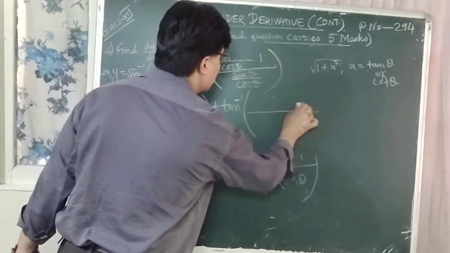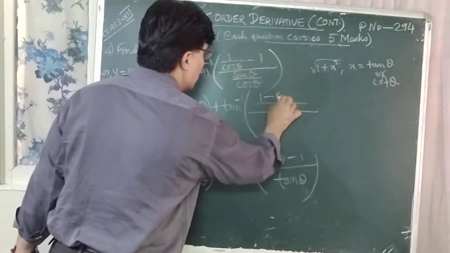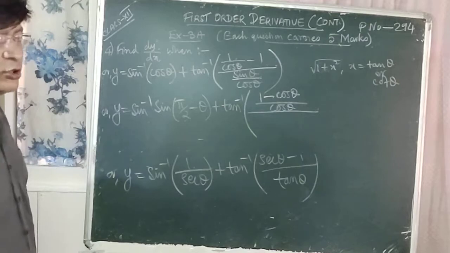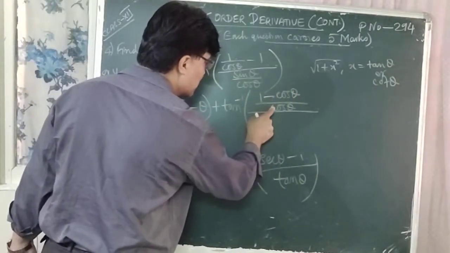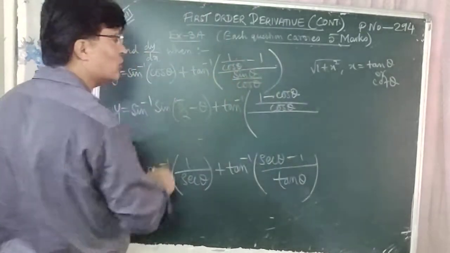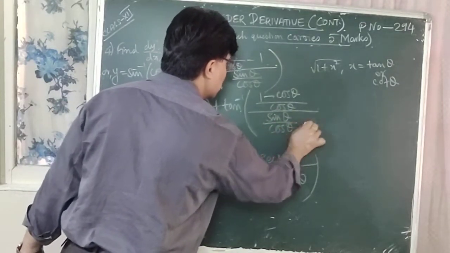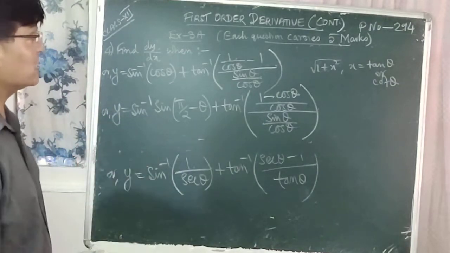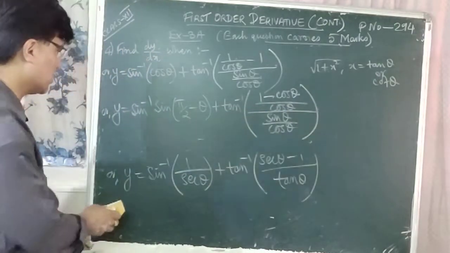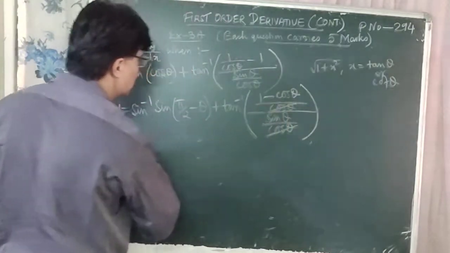What's the LCM in the numerator? In the numerator, cos theta is the LCM. So in the numerator, what will be there? It is 1 minus cos theta, divided by sine theta by cos theta. Is that clear? So in the numerator, cos theta is the LCM, so it will be 1 minus cos theta divided by sine theta by cos theta, right? So now here you can cancel this cos theta.